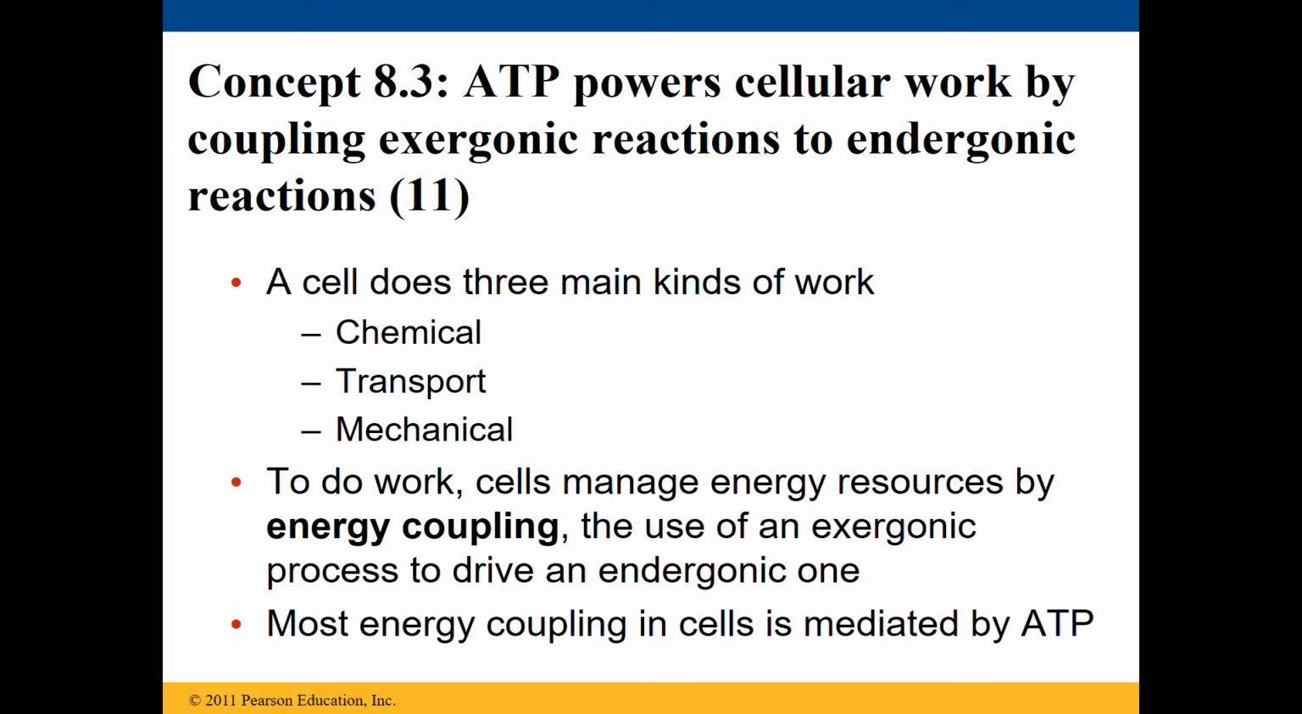So a cell will do three main kinds of work: chemical, transport, and mechanical. And in order to do work, we have to couple exergonic reactions, which release energy, with the endergonic reactions that require the energy. So metabolism is largely about coupling these chemical reactions to maintain homeostasis. So most energy coupling in cells is mediated by the molecule adenosine triphosphate, ATP.